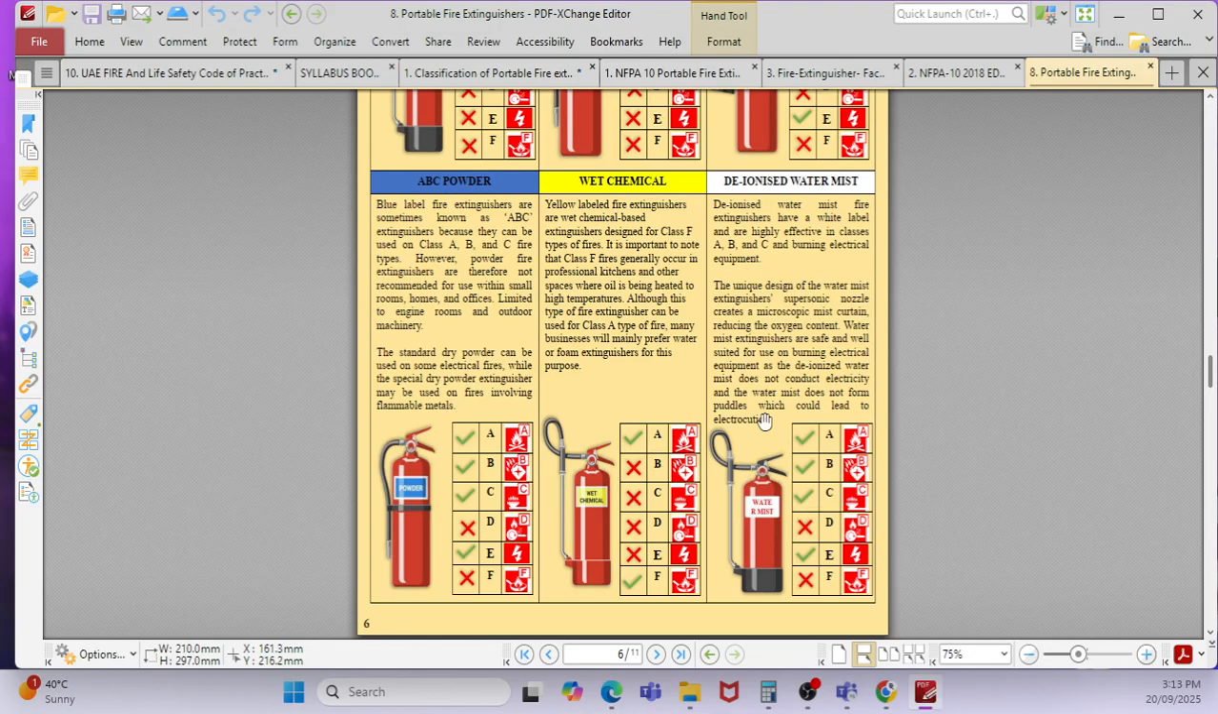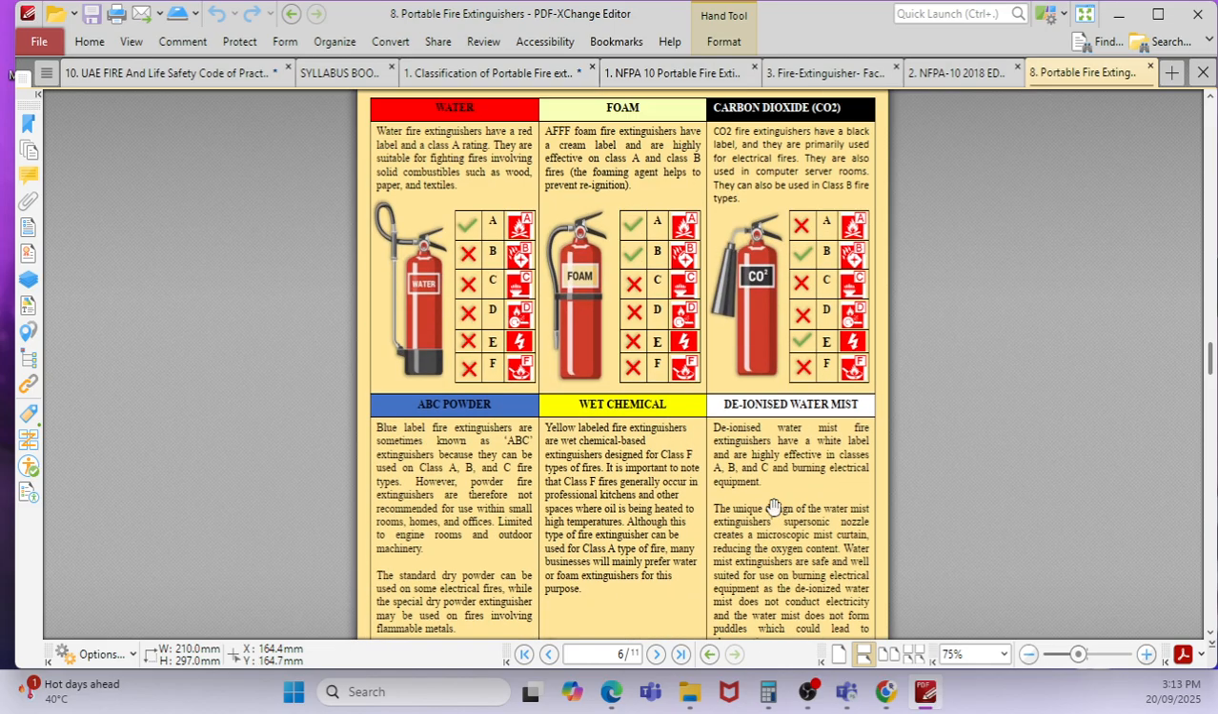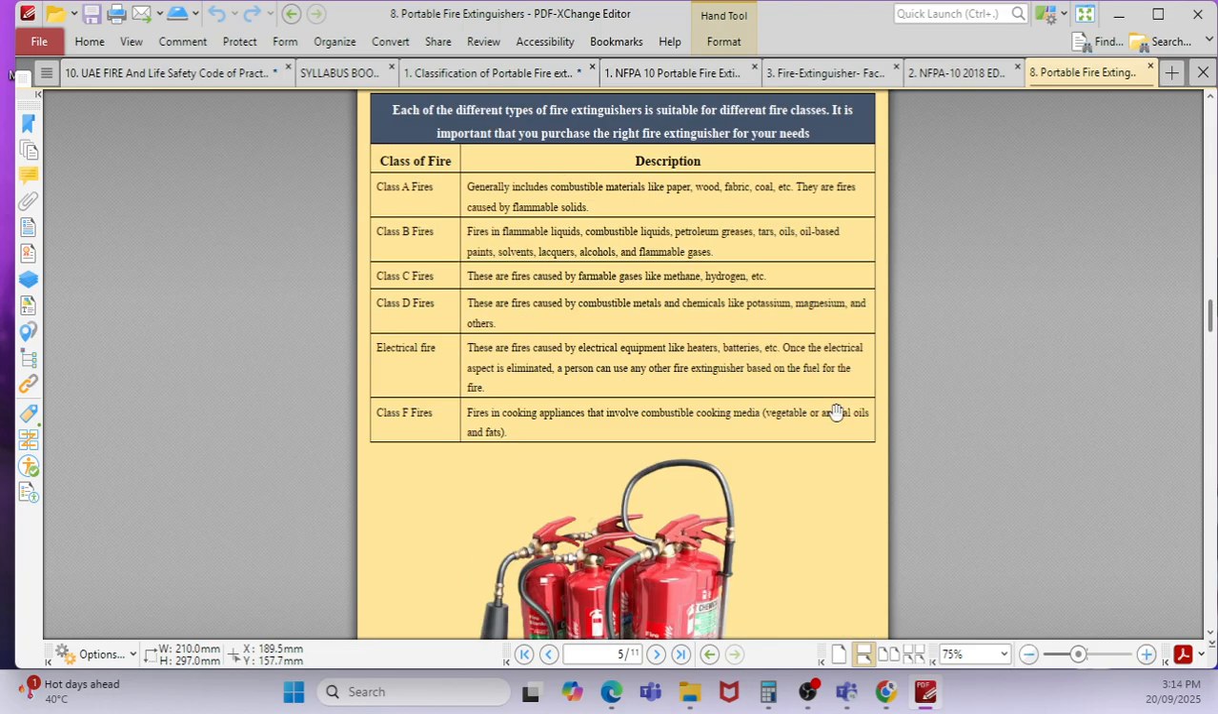Deionized water mist. Carbon dioxide we can use in class B and C, right? Yes, carbon dioxide you can use for class B and C only. They put E, but there is no E, right? A, B, C, D. Sometimes they say EC is for energized electrical equipment. Sometimes they use different names.